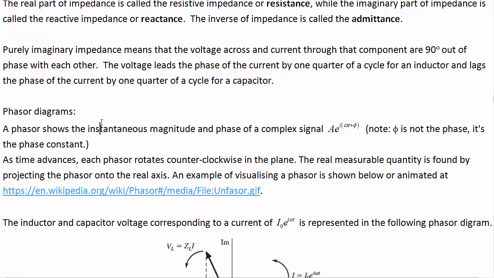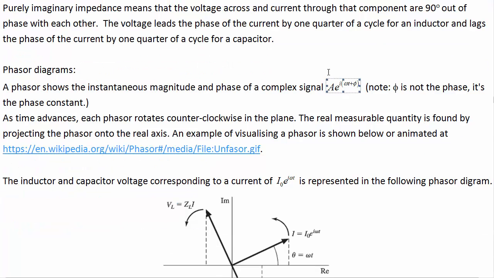You can demonstrate this with phasor diagrams. Phasor diagrams show the complex phasor, so the magnitude and phase being the whole thing in the brackets there, of a voltage or current signal.